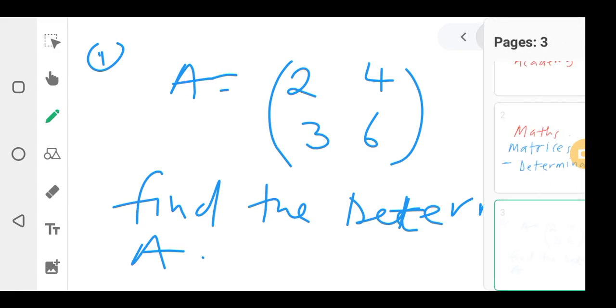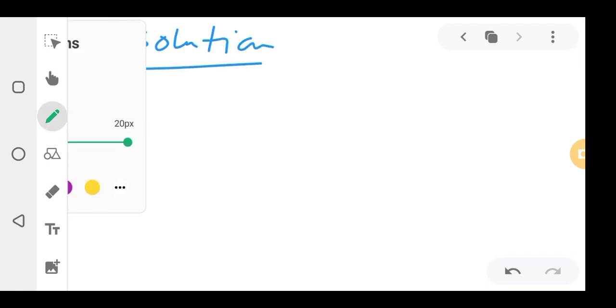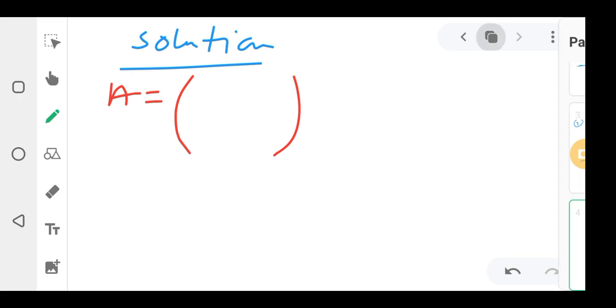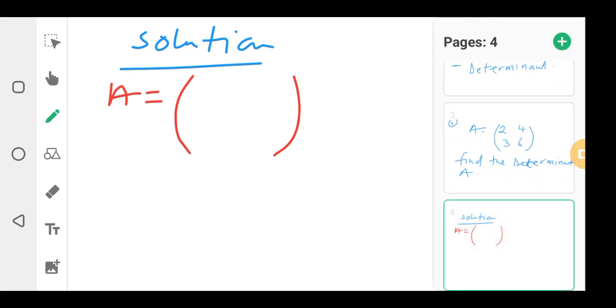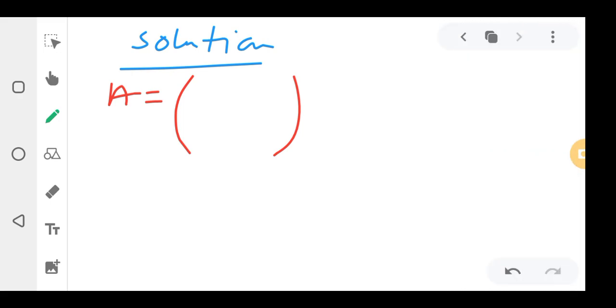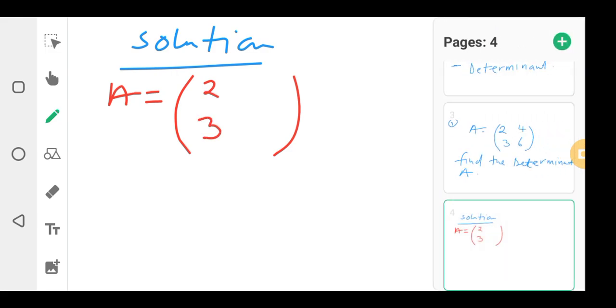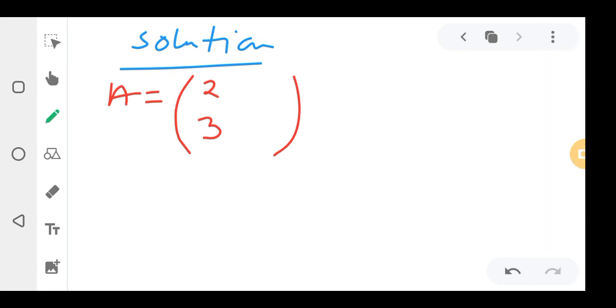What do you do? So the first thing, you write the matrix. So this is the solution, okay? So you write the matrix A. What was the matrix A? 2, 3 down. So there was those 2 there, 3 down, and then the 4, 6. Okay, there was 4 there, and then 6 here.